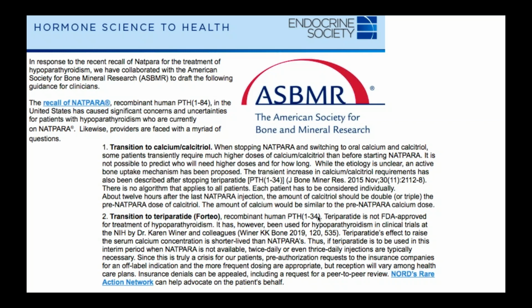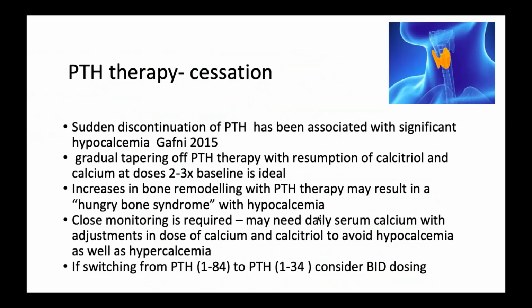If we switch to teriparatide, we could give teriparatide twice a day or even 3 times a day. But patients' requirements for calcium and calcitriol appear to be 2 to 3 times what they were prior to starting PTH. And if we switch to teriparatide from Natpara, the 1 to 84 molecule, consider twice a day dosing or even 3 times a day dosing.